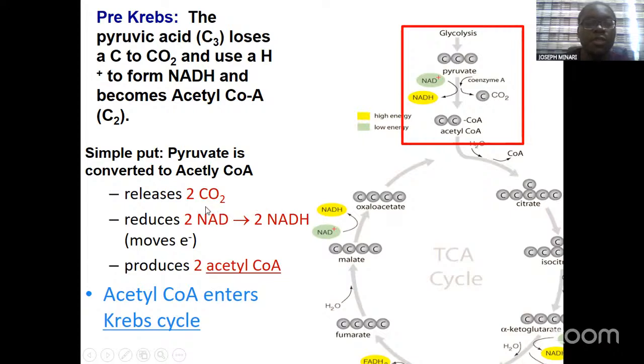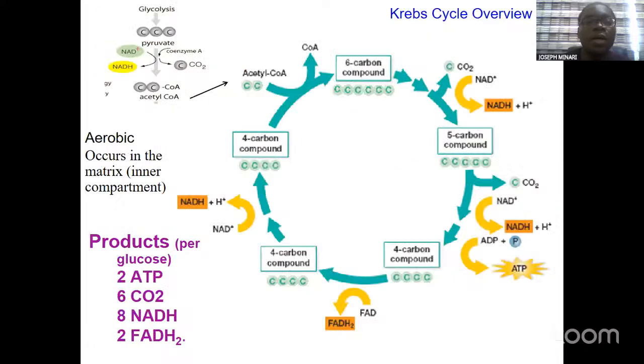Okay, so here we have the release of 2 CO2, the reduction of NAD to 2 NADH, and then 2 acetyl-CoA that actually entered. Now here you can have a broader picture of it. So at the end of the Krebs cycle, per glucose molecule, we have 2 ATP being produced, 6 molecules of carbon dioxide, 8 of NADH, and 2 of FADH2 that are produced from this particular cycle that goes round and round.